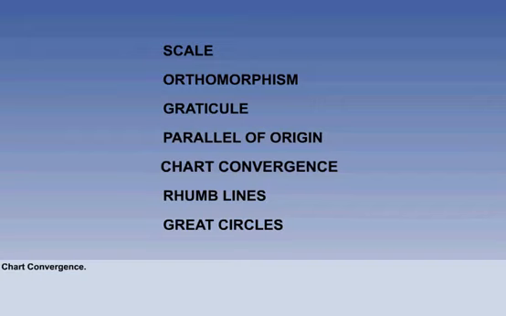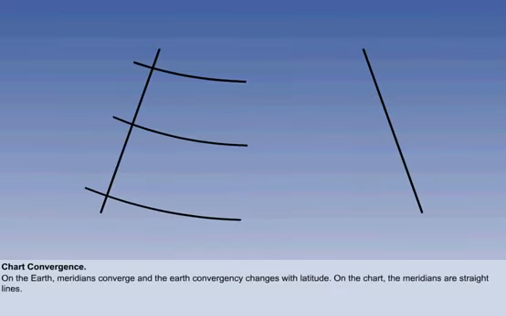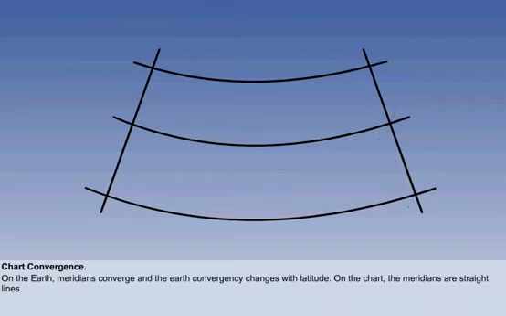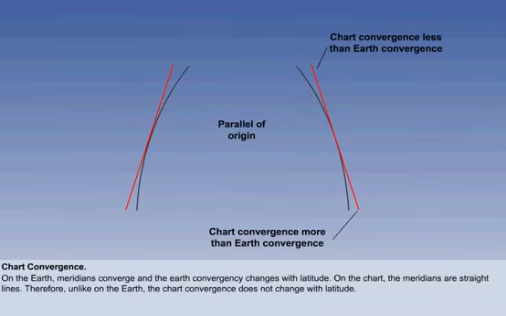The next one to consider is chart convergence. On the Earth, meridians converge, and the Earth convergency changes with latitude. But on the chart, the meridians are straight lines. So, if the left-hand meridian is paralleled over to the right-hand one, it makes the same angle, whatever the latitude. Therefore, unlike on the Earth, the chart convergence does not change with latitude.